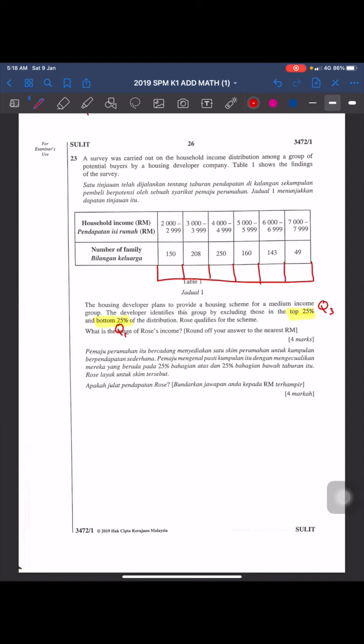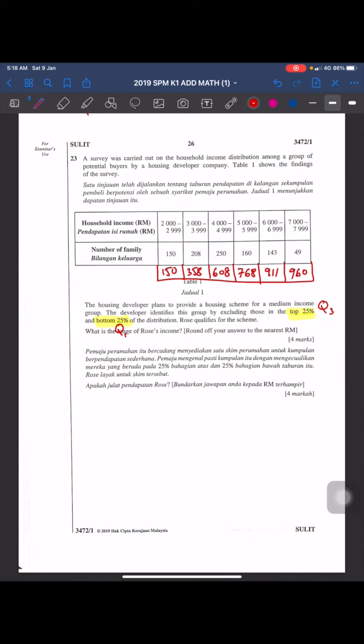Cikgu buat. Okay, so 150 plus 208. So ni 150, ni 358 plus 250, 608 plus 160, 768 plus 143, 911 and plus 49. So kita ada 960. Okay.